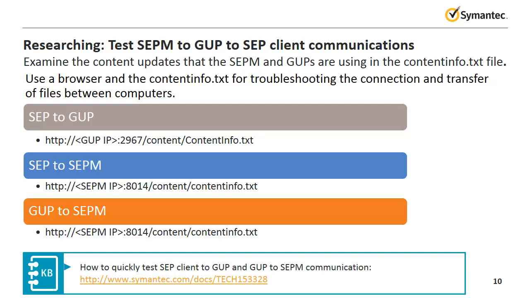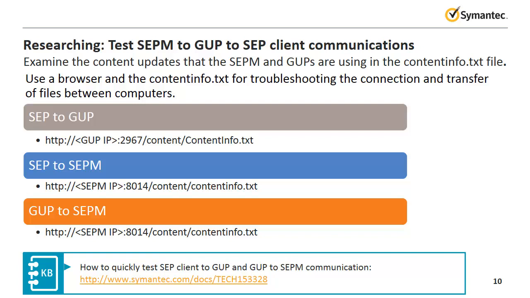Examine the content updates that the SEPM and GUPs are using in the contentinfo.txt file. Use a browser and the contentinfo.txt for troubleshooting the connection and the transfer of files between computers. Contentinfo.txt exists on the SEPM and lists the content updates that the SEPM has.